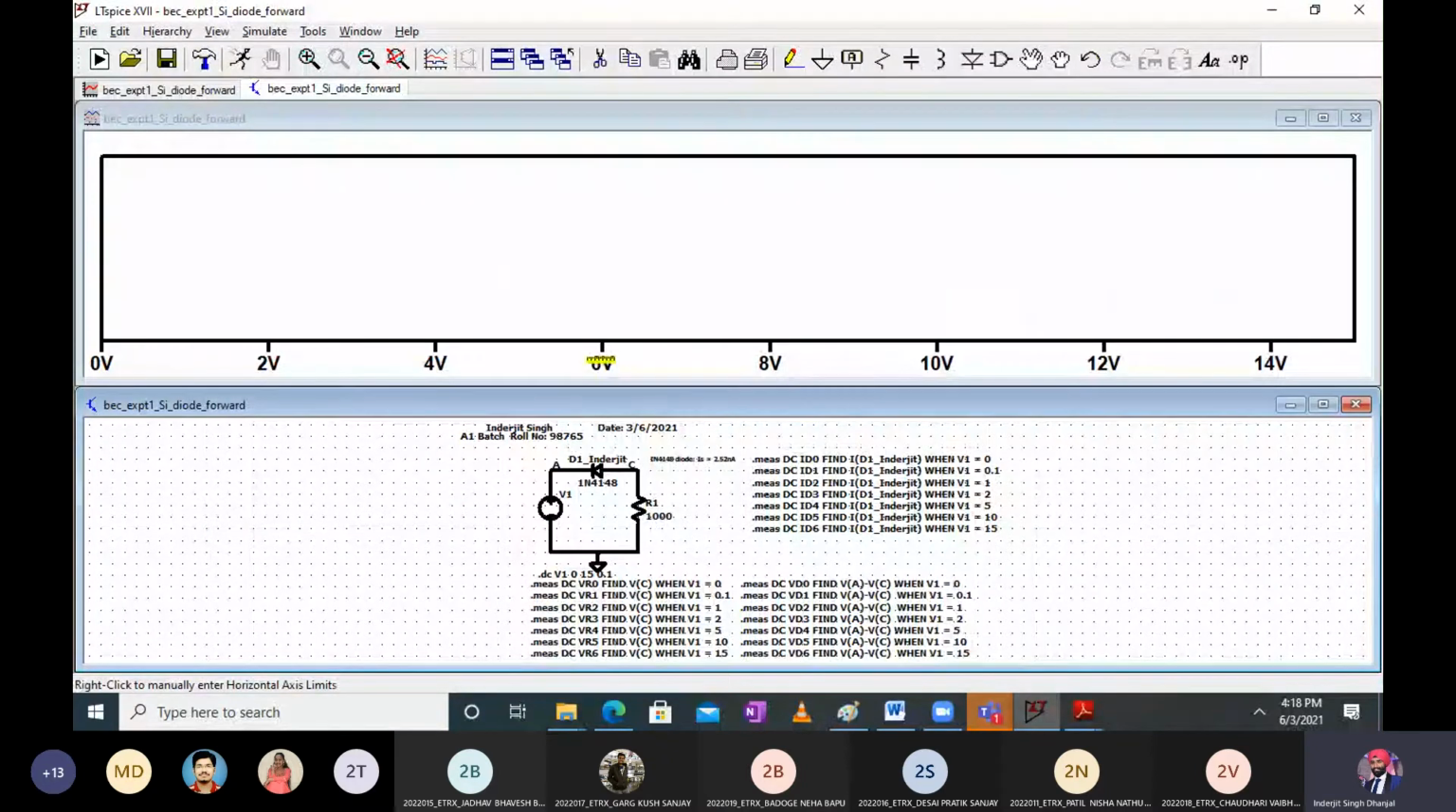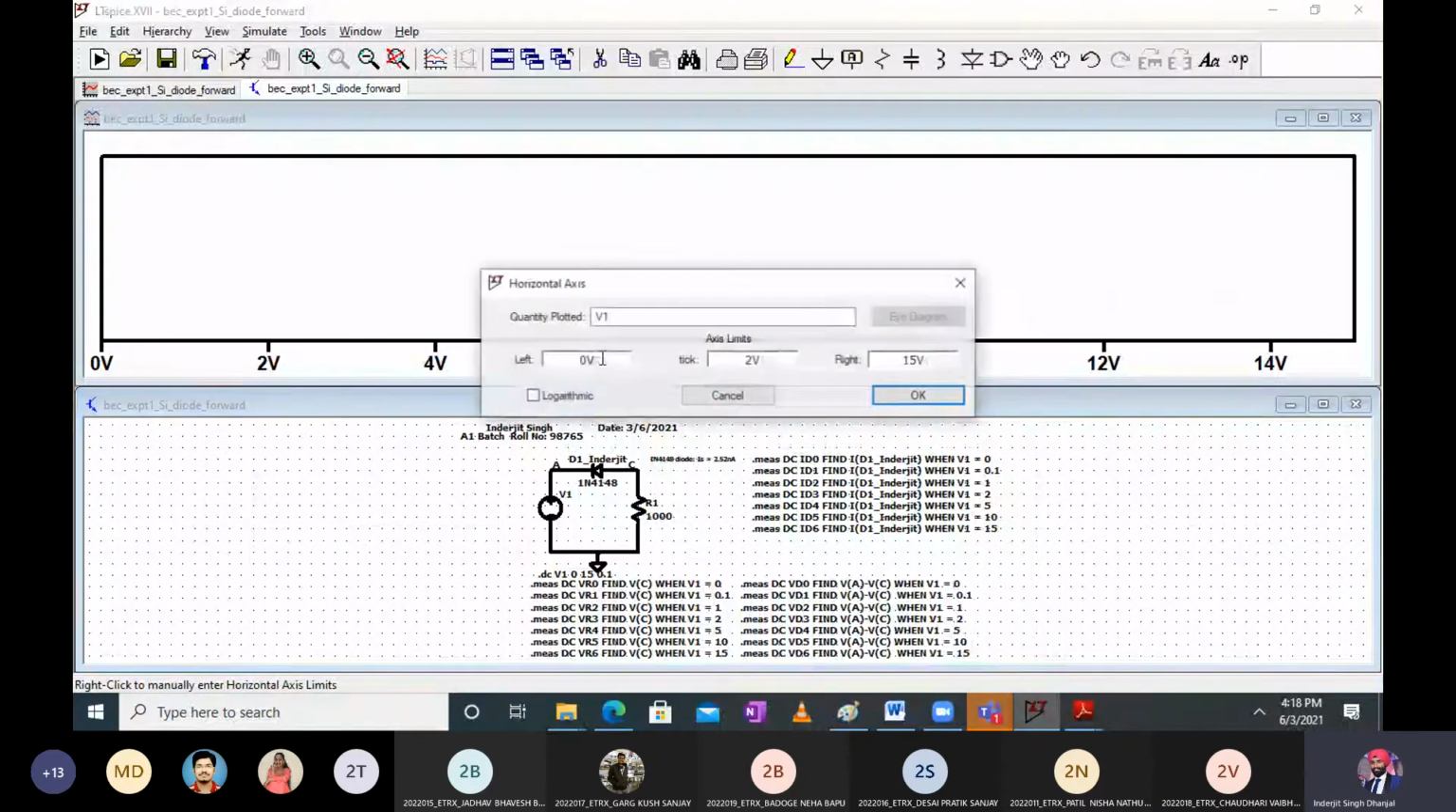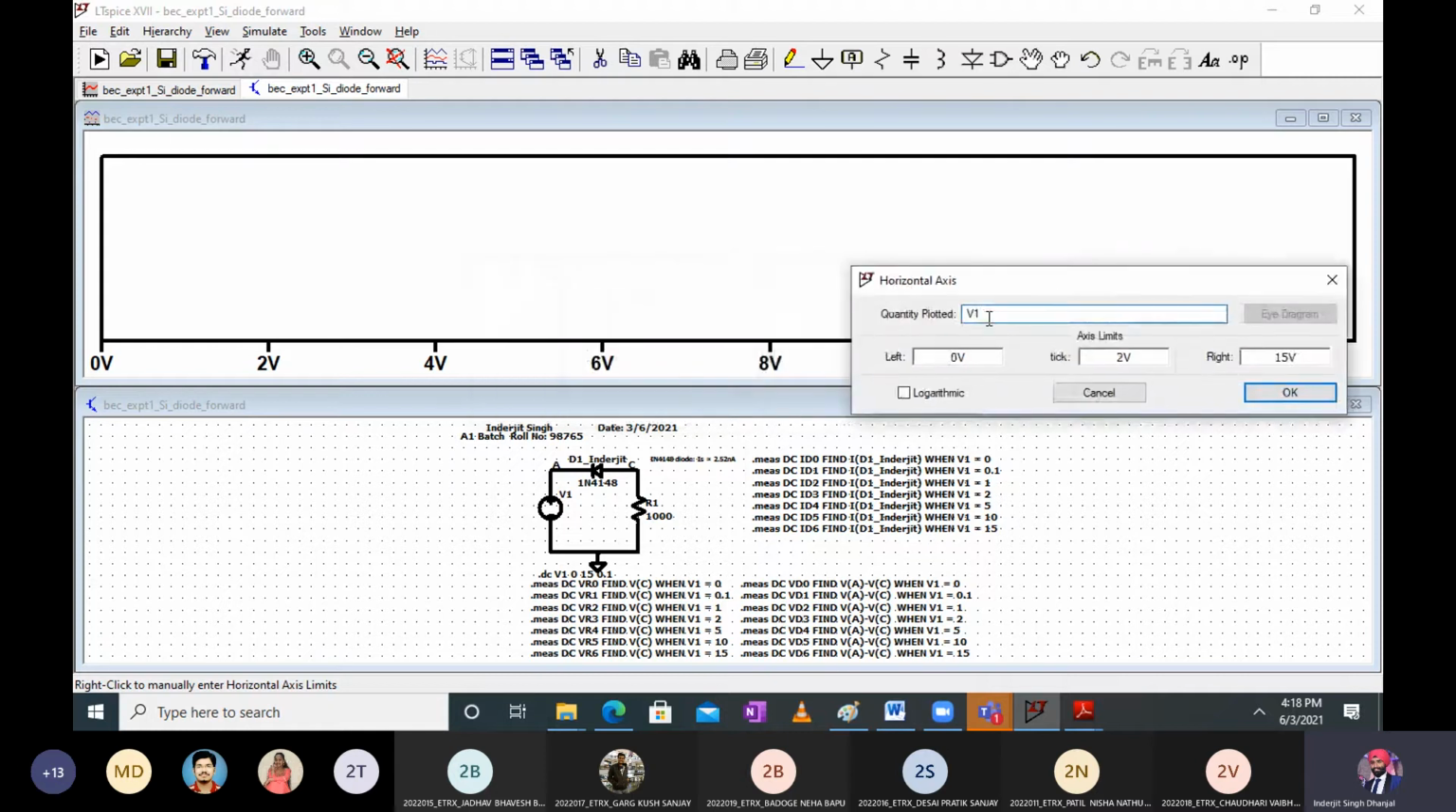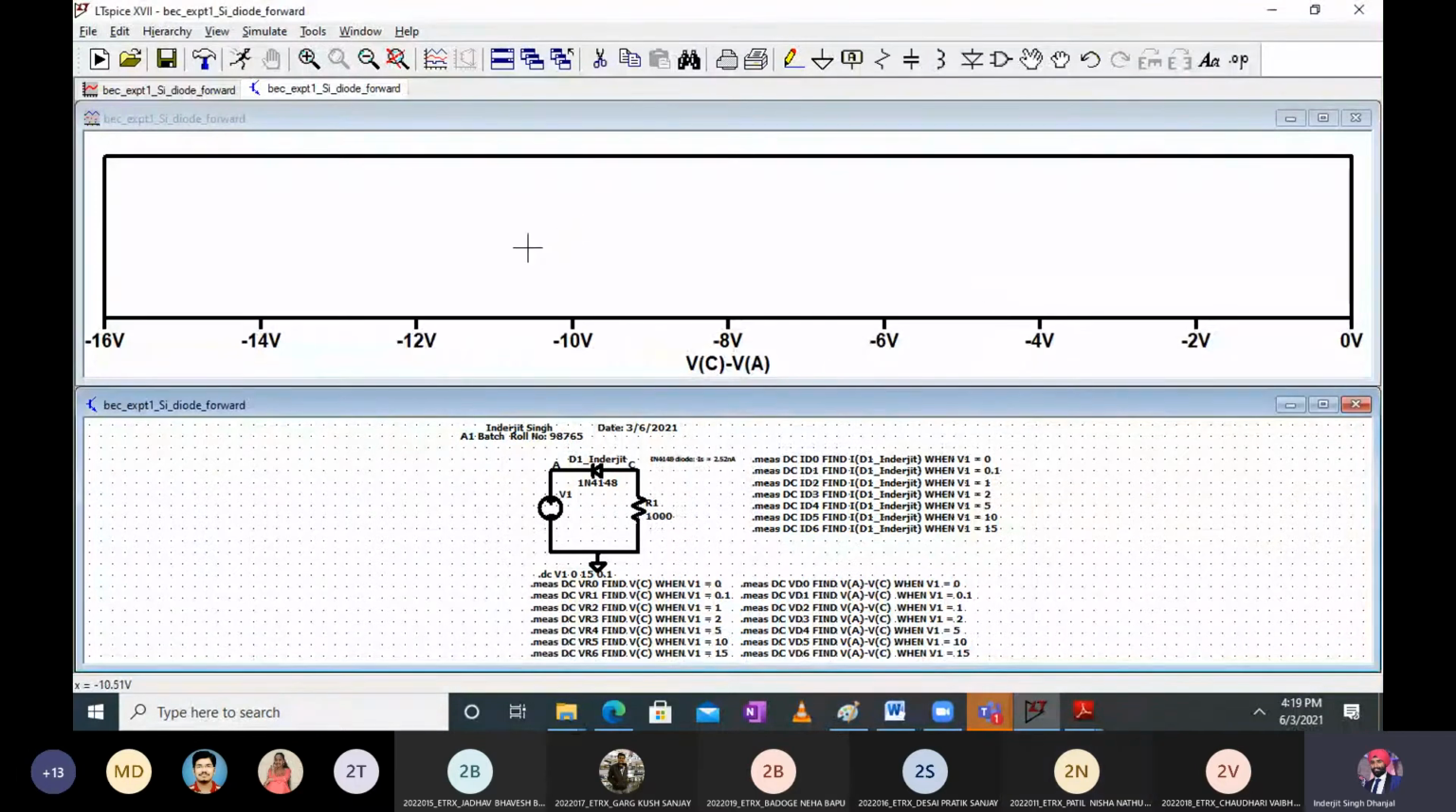I'll right click, I have to change this. Do I have to change this axis? Yes. So what will I write over here? I am plotting VC first now. Correct? Now my C has become the anode and A has become the cathode. Correct? Yes or no? Okay, fine.